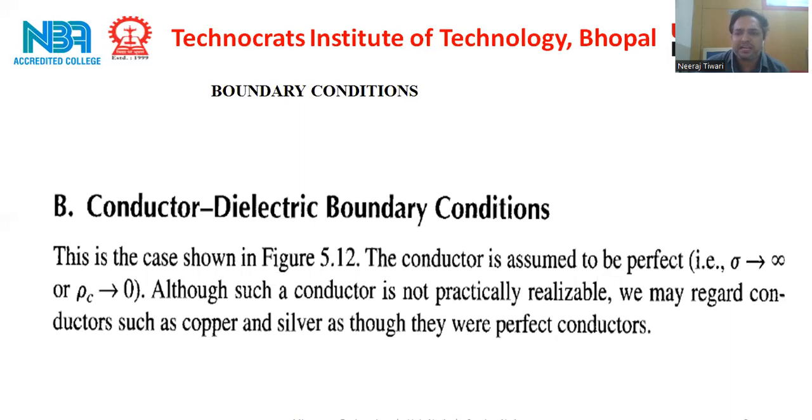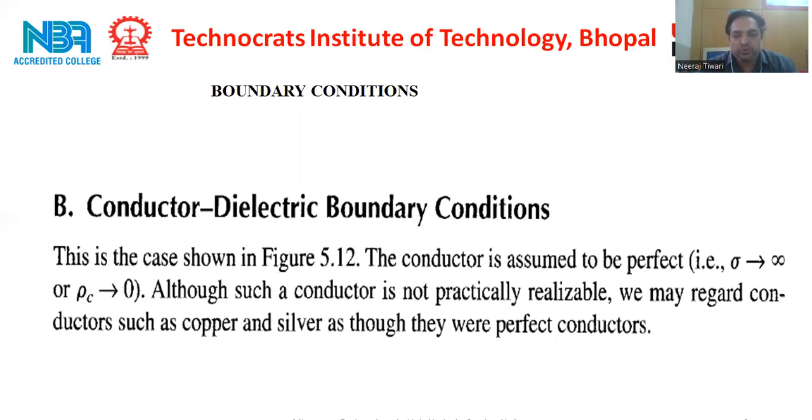Conductor means conductivity. Conductivity goes to infinite, and resistivity goes to zero. So in the case of a perfect conductor, conductivity sigma goes to infinite, and resistivity goes to zero. This is the basic definition of a perfect conductor.